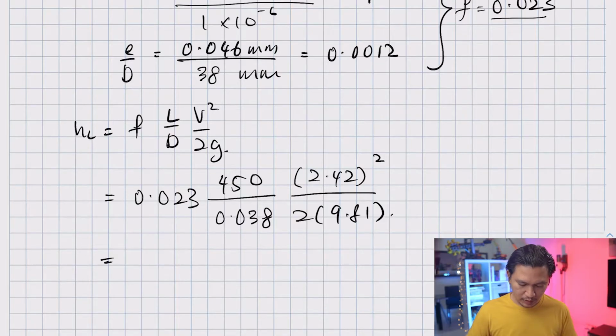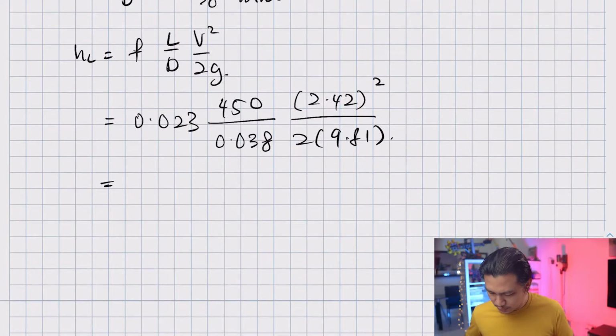Okay, now let's try to get our major loss. 0.023 times 450 times 2.42 squared, divide by 0.038, divide by 2, divide by 9.81. That will be 79.2.